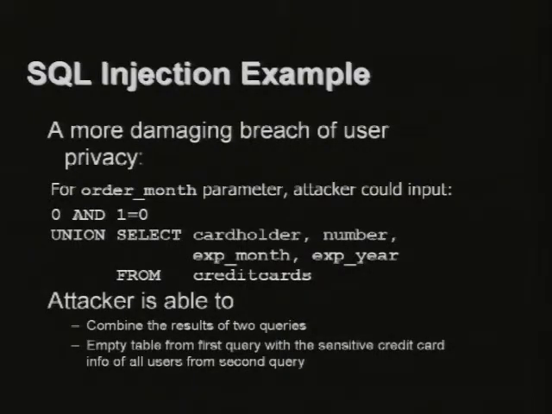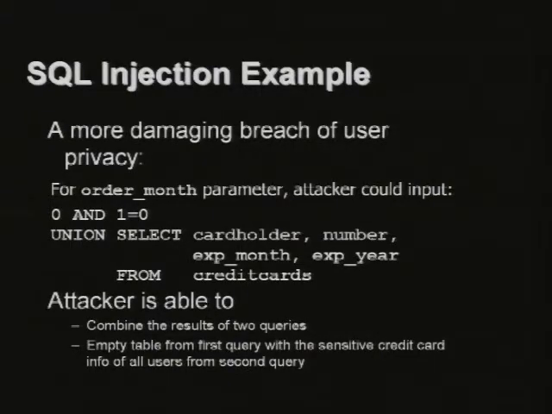Well, the 0 and 1 equals 0 will end up evaluating to false. And so basically the entire first part of the query evaluates to false and returns no results. But the union select cardholder number, expiration month, expiration year from credit cards will give back all of the credit card information for all the users on the site. Why does this attack work? Well, if you notice, in this particular example, cardholder number, expiration month, and expiration year, if you look at the types of those columns, the data types, they are chosen to exactly match the data types from the previous query. So the union actually works.